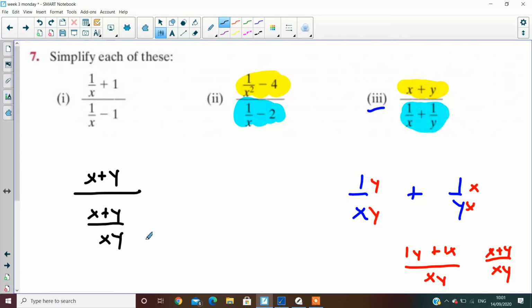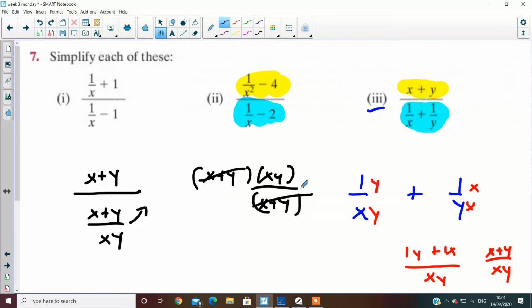What's my trick? What happens when it comes up here? What does it turn into? xy divided by. Now you turn it upside down. So it's x plus y on the bottom. What happens next? The x plus y's cancel, and your answer is xy. You guys try part 2 on your own.